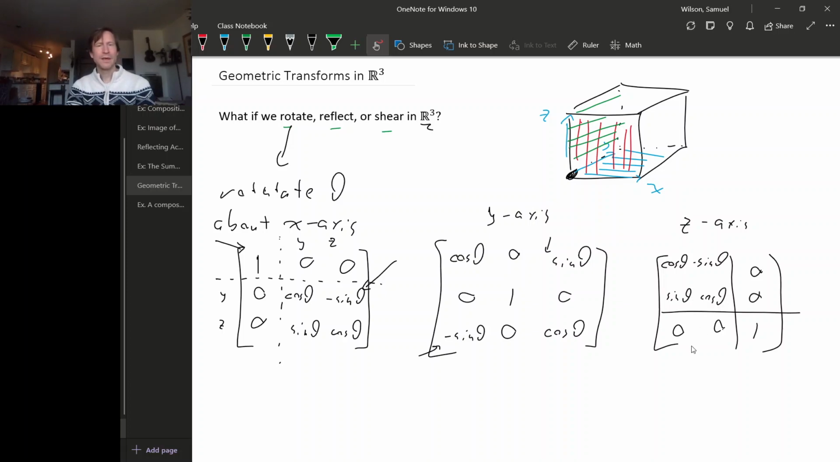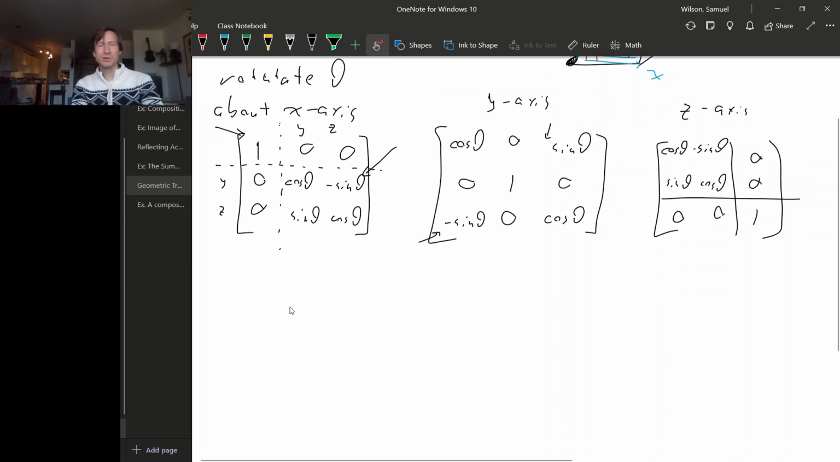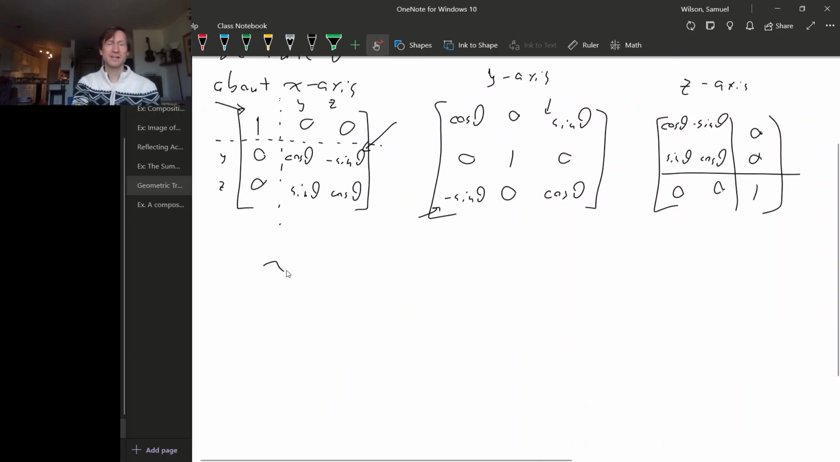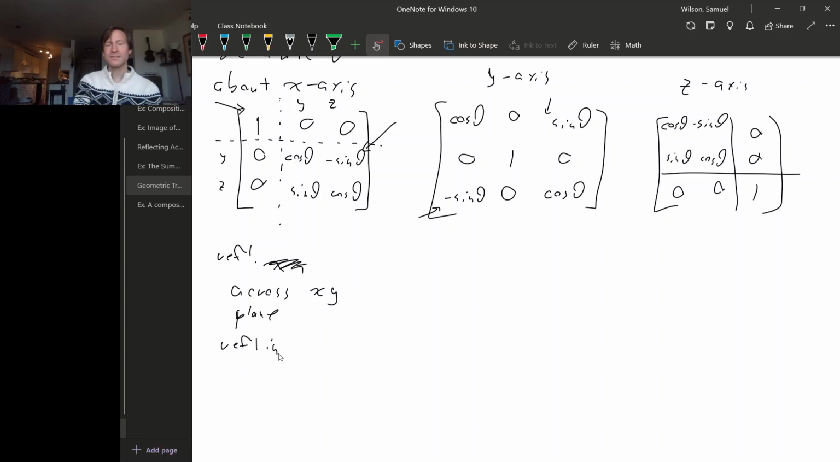For reflection, it works pretty much how you would expect. So if we reflect across the xy plane, this is really reflection in the z direction.